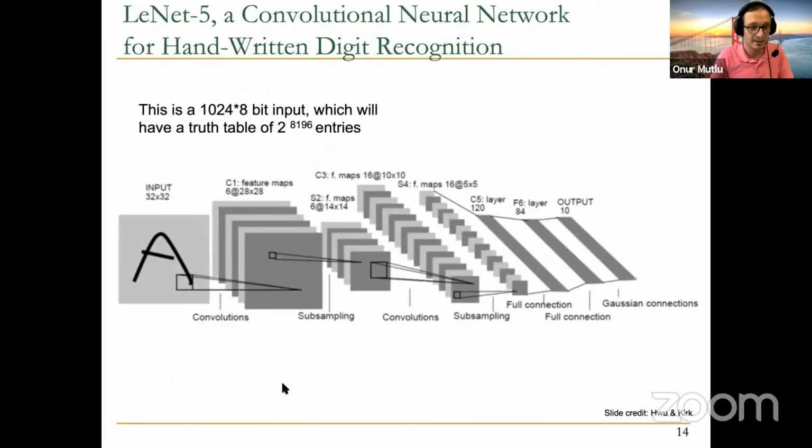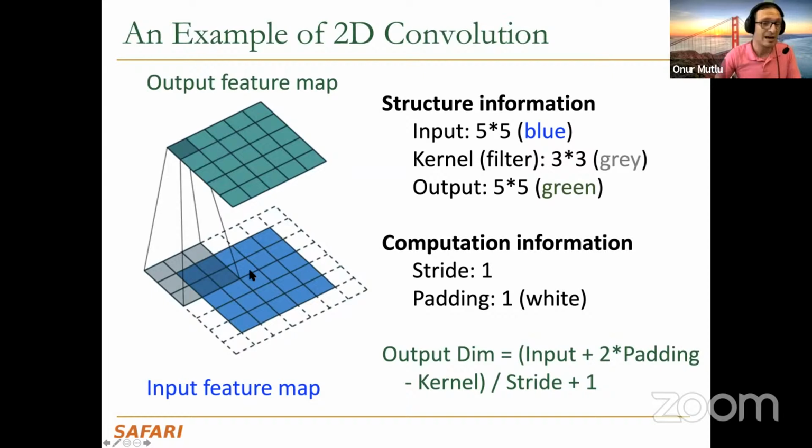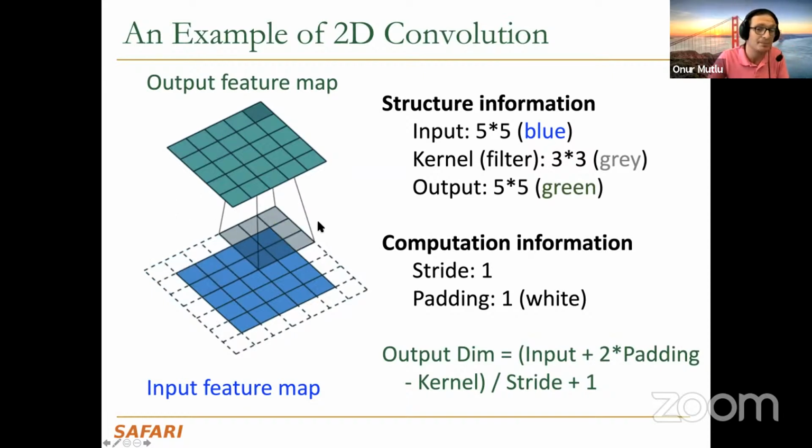So if you go back to this, you basically are looking at this layer over here. In one convolutional layer, you take essentially some input. It could be part of an image. The blue part is an input over here. You have a filter. Input is 5 by 5, as you can see over here. Filter is 3 by 3. That's gray. Filter is going over the input, as you can see. Output is 5 by 5, green.